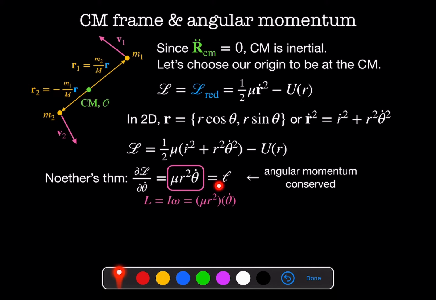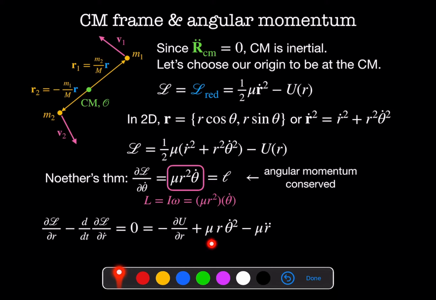Since we know that theta is an ignorable coordinate, that means our Lagrangian is really just a 1D system. The Euler-Lagrange equation, d by dr minus d by dt of dL by dr dot, is equal to 0 and gives the equation of motion for this whole problem. This originally 6-dimensional problem is now just a problem in this single dimension. This is equal to minus du by dr plus mu r theta dot squared minus mu r double dot.